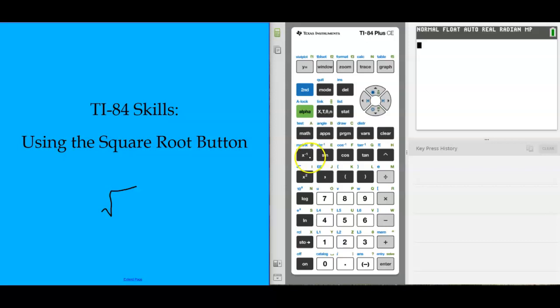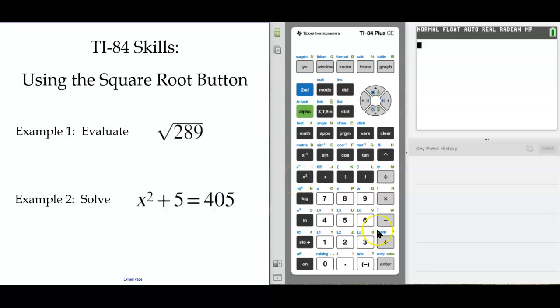You'll find it on the left side, about halfway down, one of these blue symbols up above that x squared button. That's where we'll locate the button in order to use it. So let's look at some examples. In my first example, I want to evaluate the square root of 289.